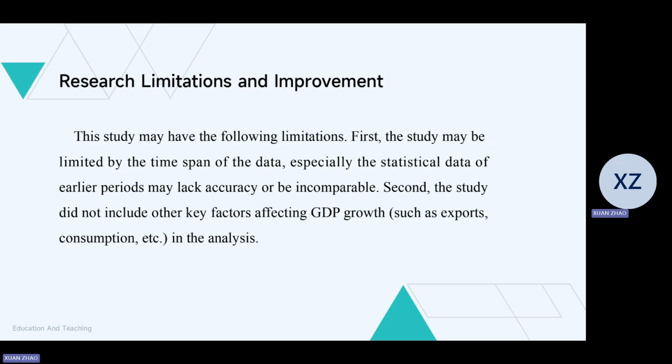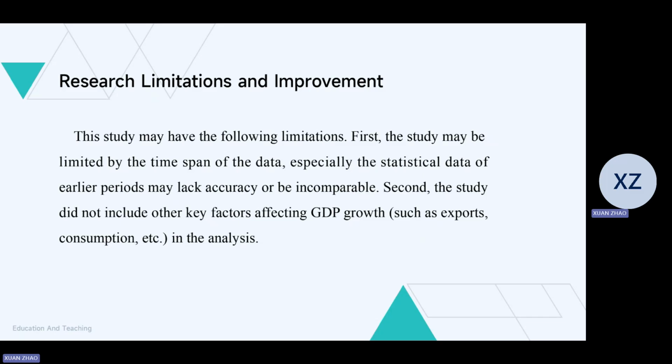Okay, and this research also has some limitations based on the research ability and the availability of data. In response to the research limitations, this research gives future research directions. The first one is that the study may be limited by the time span of data, especially statistical data of earlier periods may lack accuracy or be incomparable.